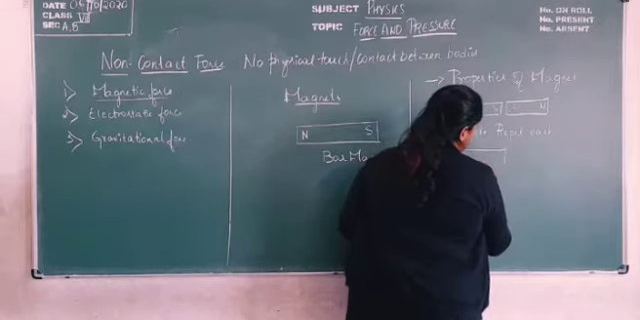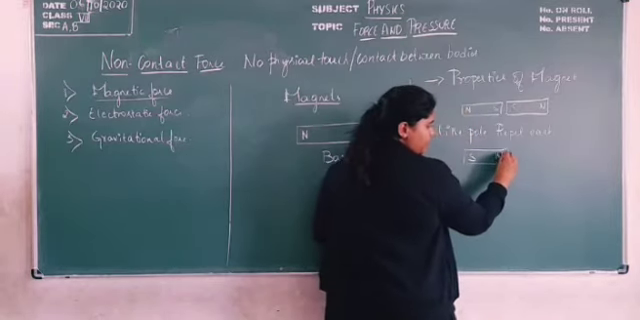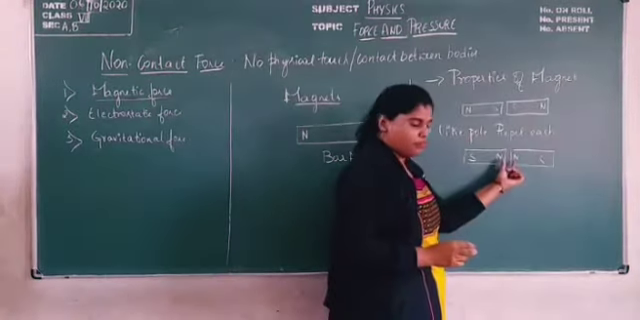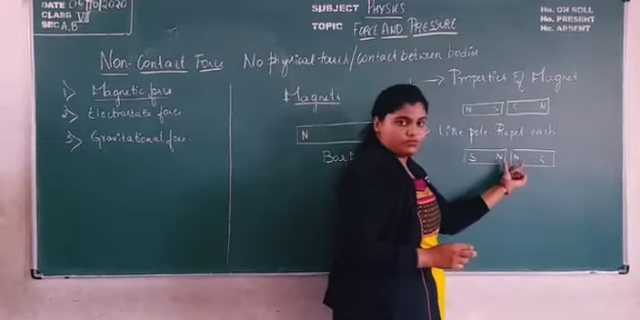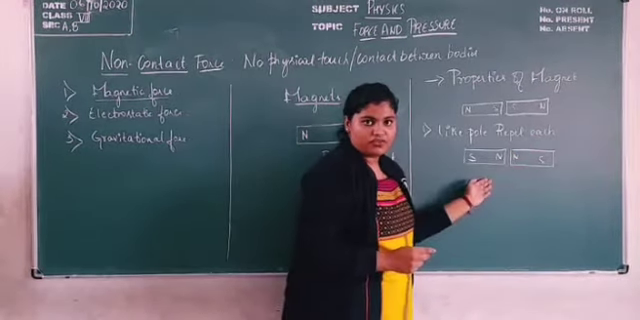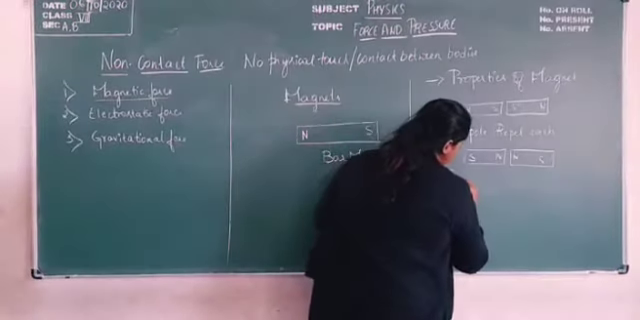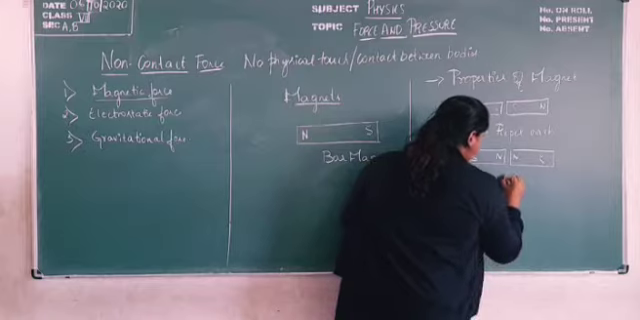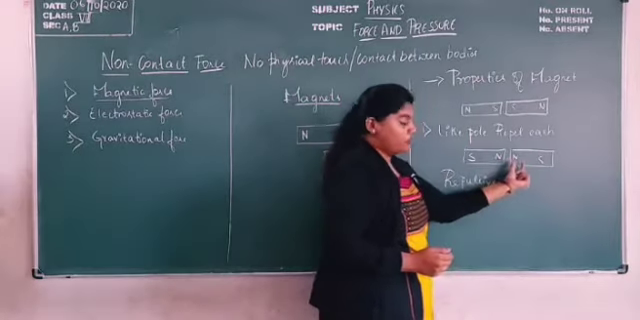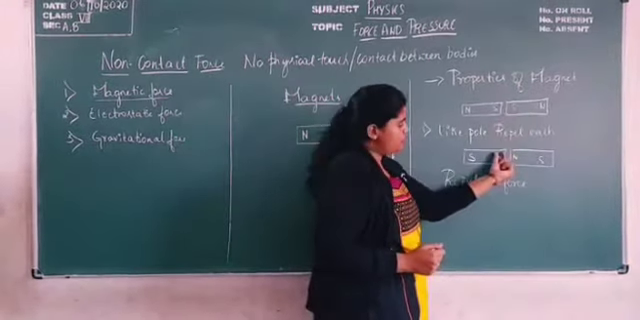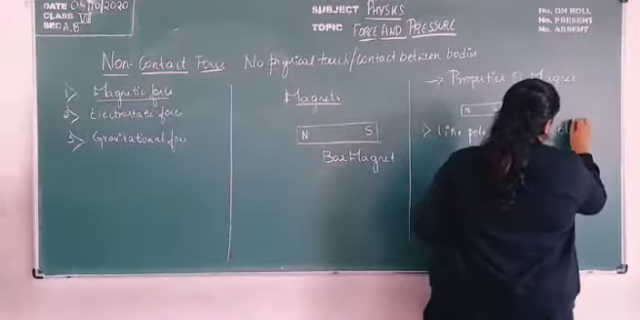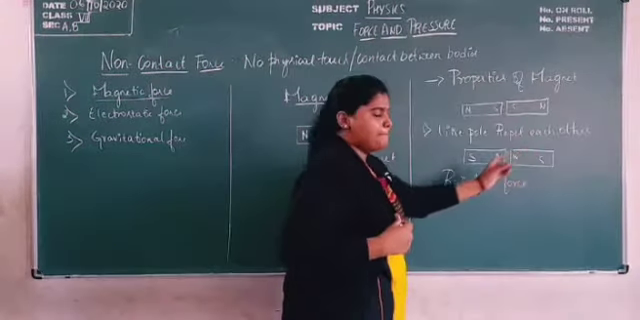The same goes with the north pole. If I place a south pole here, north pole here, then again pure north pole, pure south pole. These two are like poles, so here also the like poles repel each other. There was a repulsive force between these two magnets when like poles were kept. Here also it is a north pole, and it is also a north pole. So like poles repel each other. This is the first property of magnets.